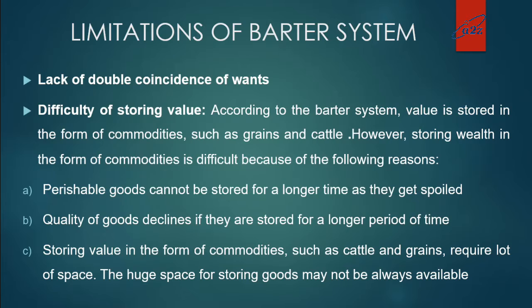Second one, difficulty of storing value. According to the barter system, value is stored in the form of commodities such as grains and cattle. However, storing wealth in the form of commodities is difficult because of the following reasons. A. Perishable goods cannot be stored for a longer time as they get spoiled. B. Quality of goods declines if they are stored for a longer period of time. C. Storing value in the form of commodities such as cattle and grains requires a lot of space. The huge space for storing goods may not always be available.